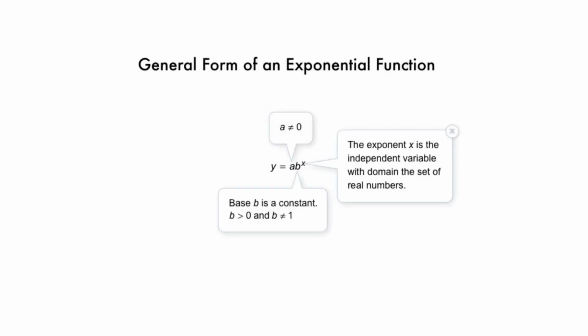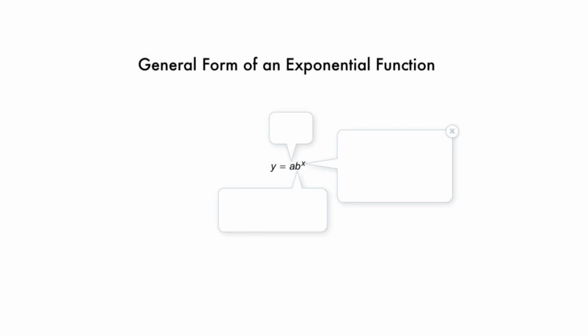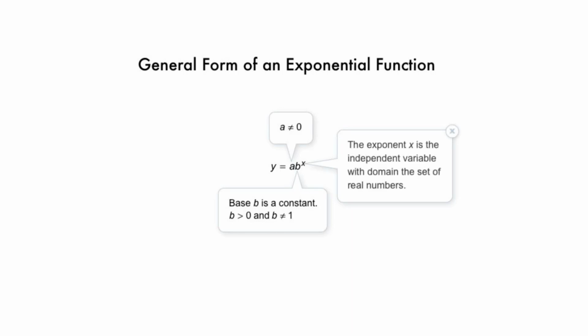The general form of an exponential function. Again, y equals ab to the x power. A is non-zero, b, the base, is a constant, b is greater than 0, and b cannot equal 1. The exponent x is the independent variable, with the domain being the set of all real numbers.